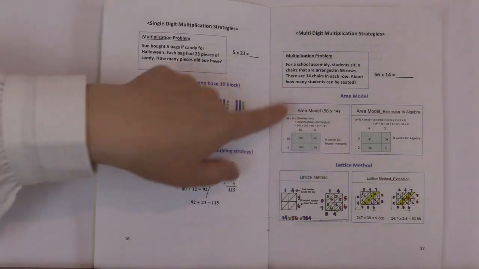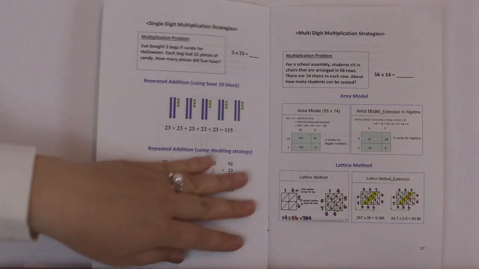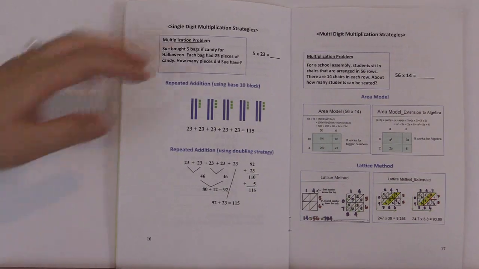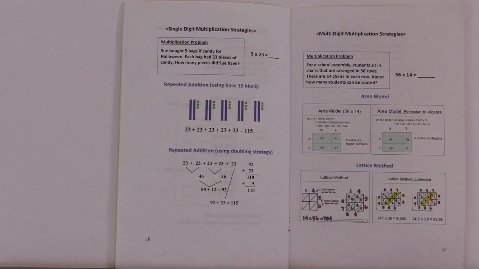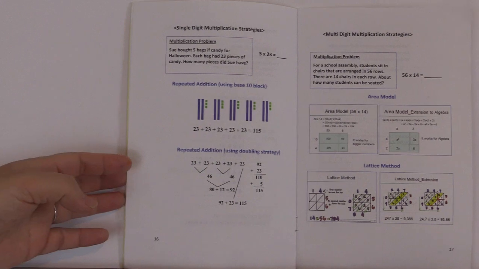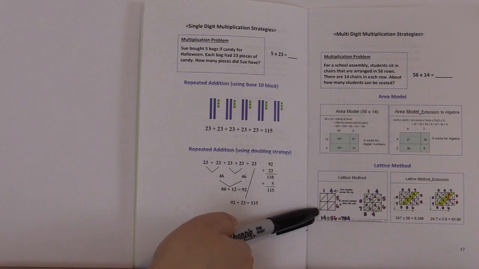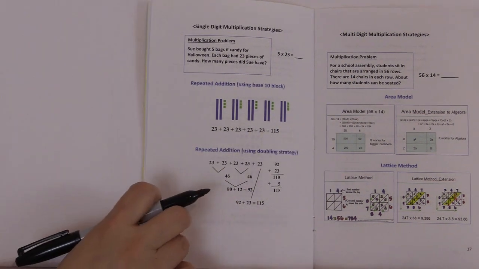The area model was explained in the PowerPoints. If you're not sure, just go back and check the PowerPoints, but I want to show you the lattice method because this one may need more practice for some students. That's why I want to practice. If you know what it is, you may want to skip a couple of minutes. But I want to talk about it first. So I want to show you 14 times 56.